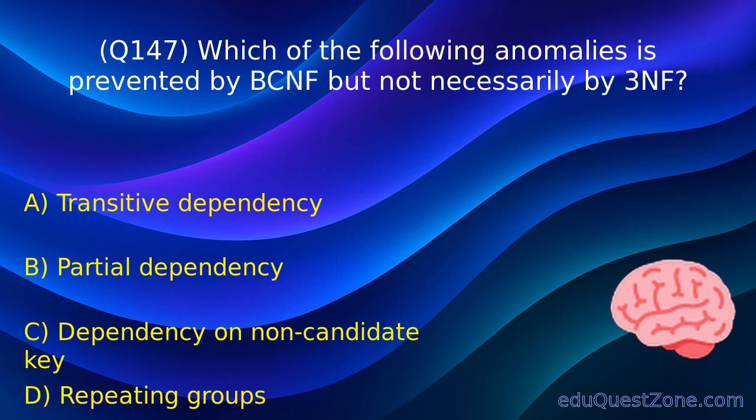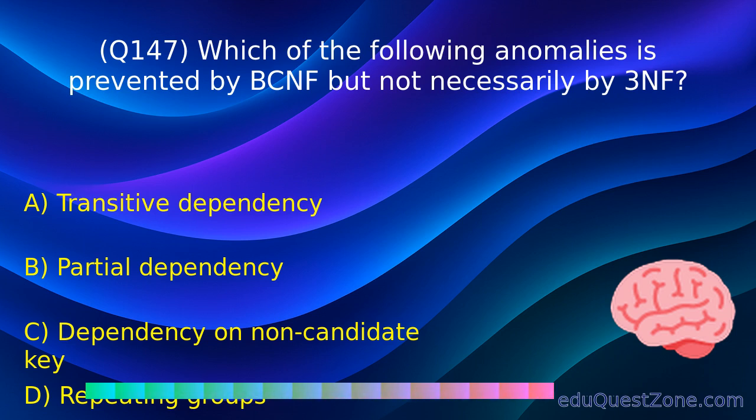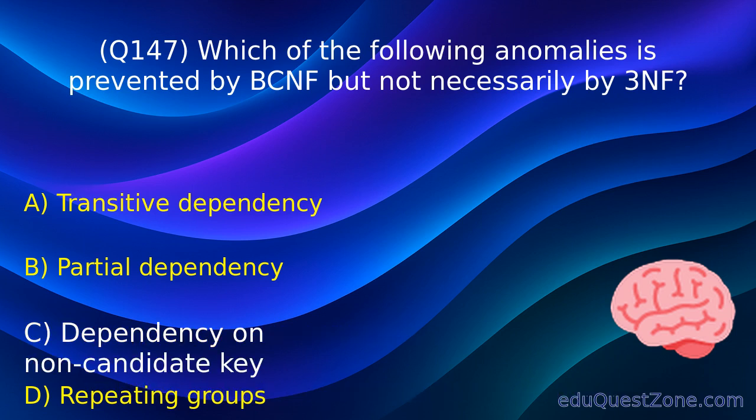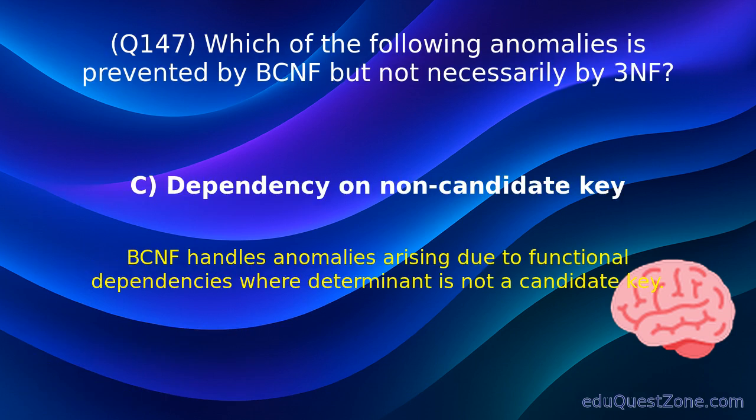Question number 147. Which anomaly is prevented by BCNF but not necessarily by third normal form? Option C, dependency on non-candidate key. BCNF removes anomalies caused when determinant isn't a candidate key.